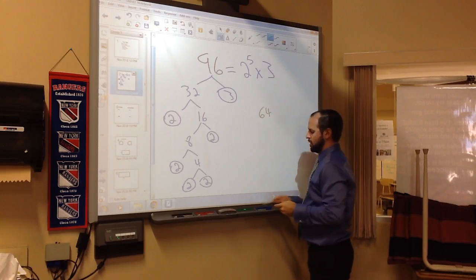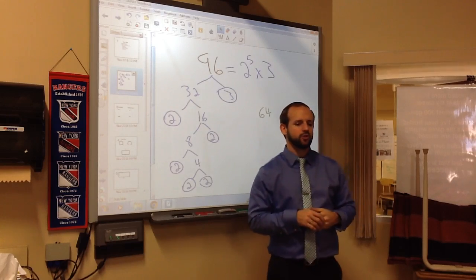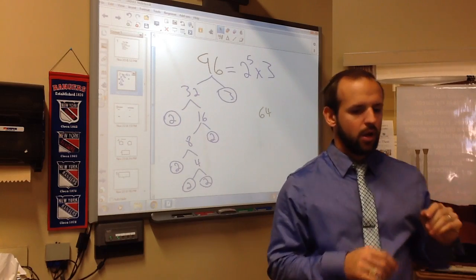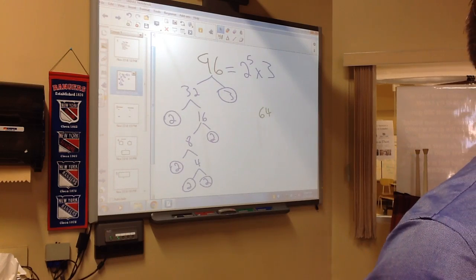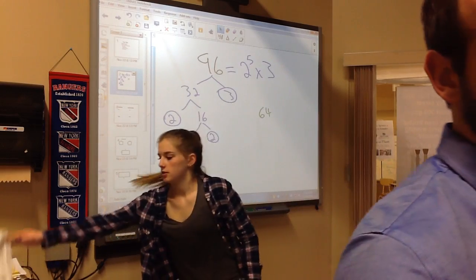So I'm going to use 96 as an example, and I also want you to use 64 as an example. Find me the factor tree for 64, and then see if you can find a comparison.